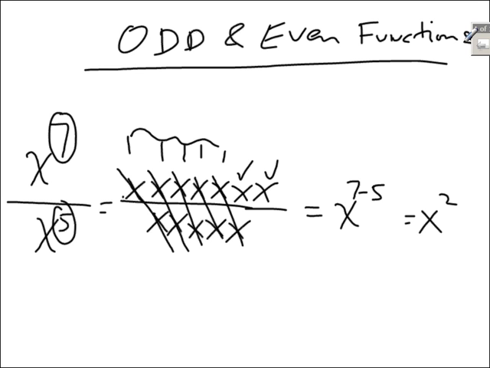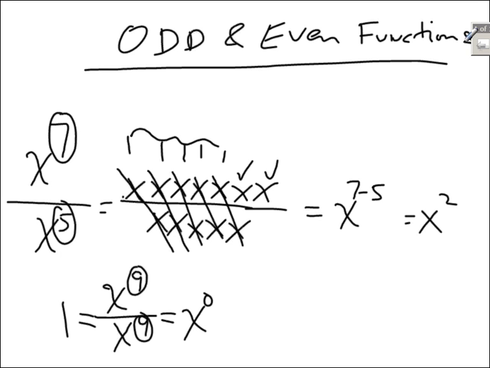Okay, having said that, let's consider x to the 9 over x to the 9. Well, this is equal to 1 because the numerator and denominator are the same, on one hand. On the other hand, you subtract the exponents and you get 0. X to the 0 is 1. Whether you have 9 or 19, 19 minus 19 is still 0, and x to the 19 over x to the 19 is still 1.